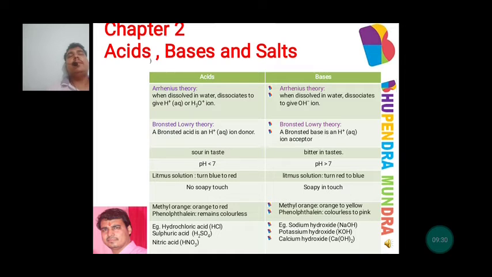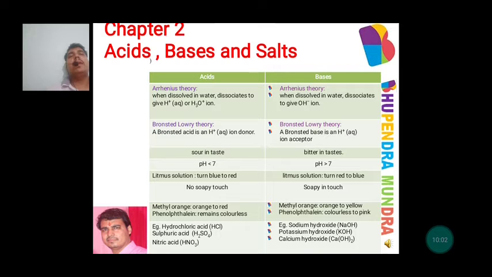Acids are sour in taste, their pH is lesser than 7, and they turn litmus solution from blue to red, and they have no slippery or soapy touch. Those are called acids. The bases are bitter in taste, their pH is greater than 7, litmus solution turns from red to blue, opposite to acids, and they are soapy to touch. Those are called bases.